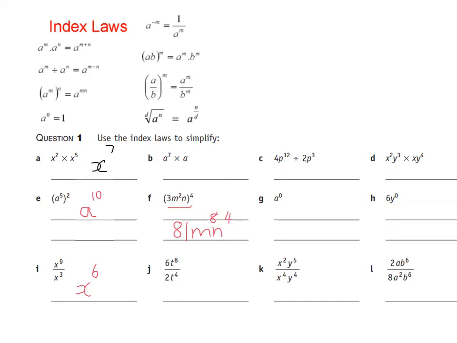Okay, anything to the power of 0 equals 1. In this question here, you've got 6 times 1, which is 6. And then you've got a couple of other questions here to do when you're dividing. So divide the coefficients and subtract the powers. 8 minus 4 is 4. You can probably do those other questions on your own.